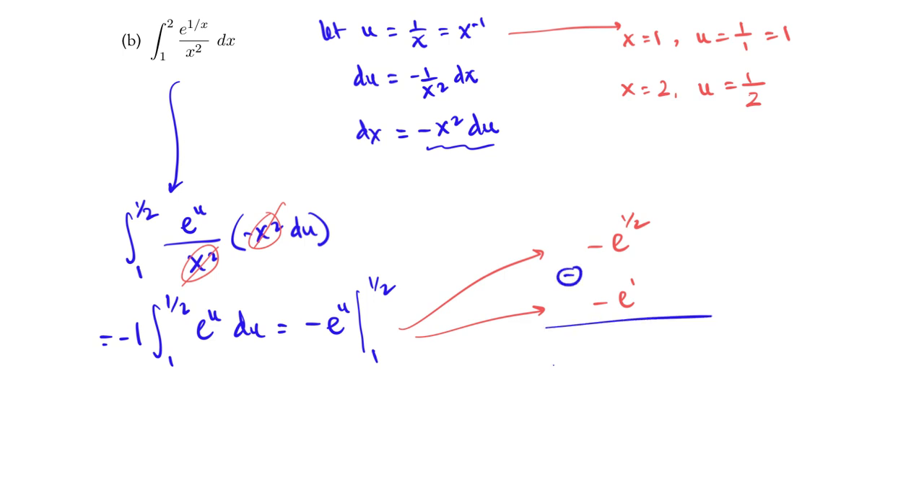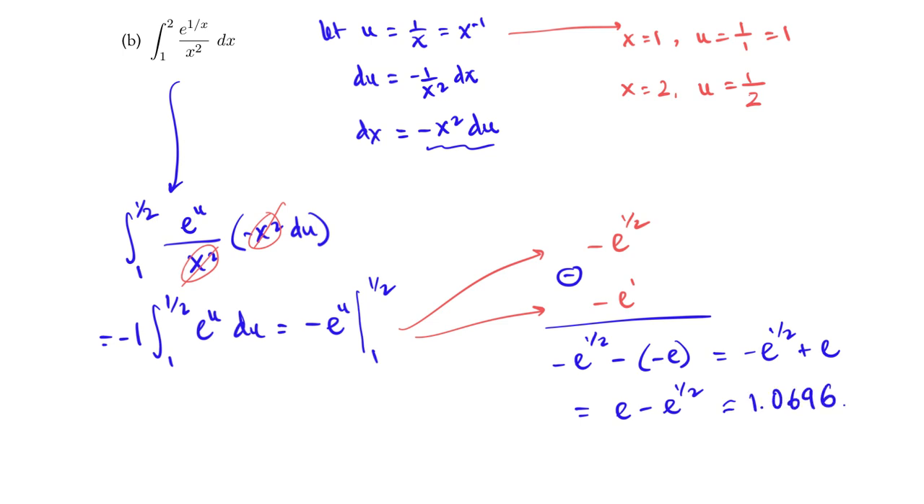So the answer is negative e to the 1/2 power minus negative e, which is negative e to the 1/2 plus e. So the answer is e minus e to the 1/2 power. This is approximately 1.0696, rounded to 4 decimal places.